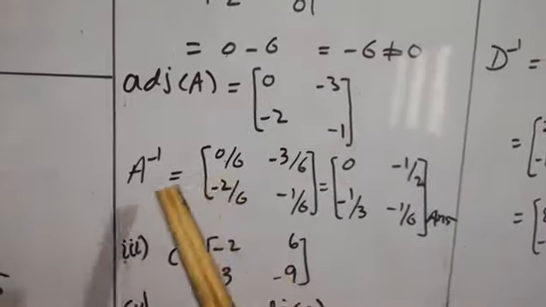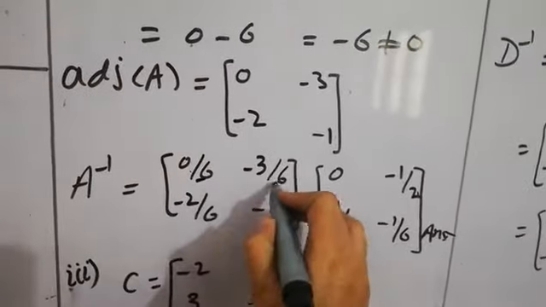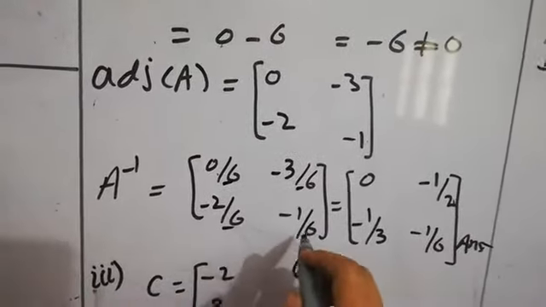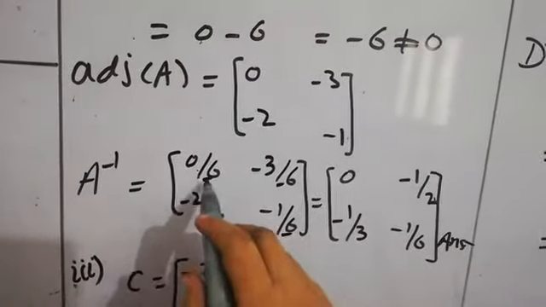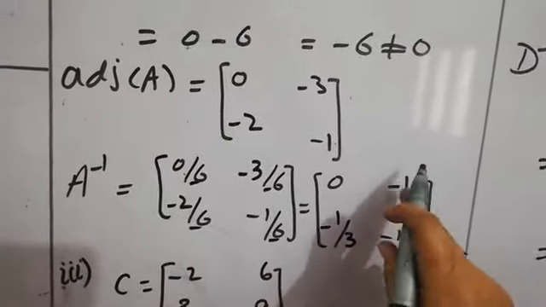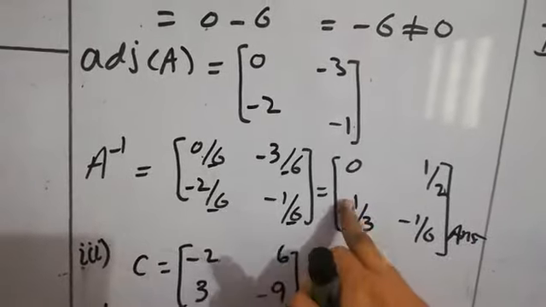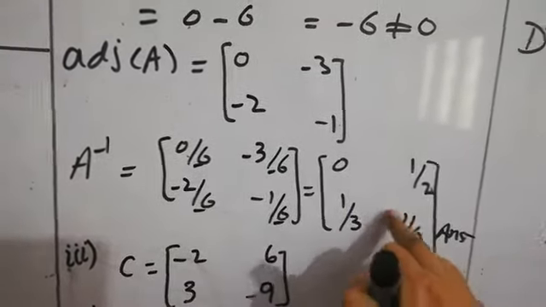So we will divide all the values by minus 6. Here we will put the negative sign, and it will become 0, and minus minus is plus, minus times minus is plus, and it also becomes a positive number. So this is the answer.